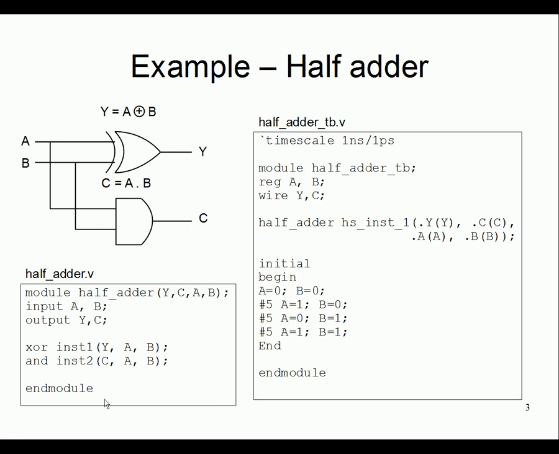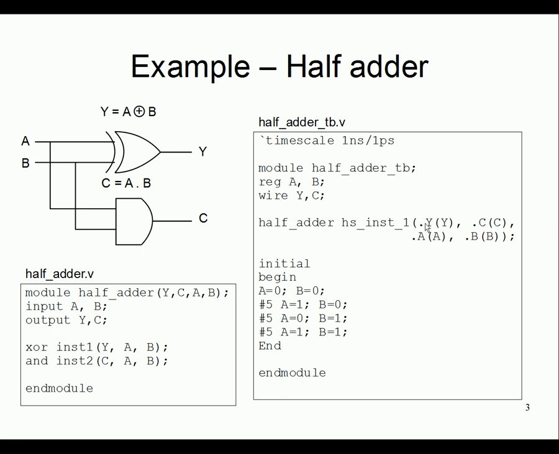Now to make a test bench out of it, the test bench structure doesn't change. Whether it is behavioral, where we can write behavioral code to represent this, or gate level as here, the test bench practically doesn't change. So we have this time scale, then this test bench, then registers A and B to drive these two wires, and wires Y and C to observe the output of this module. Then we instantiate this half adder, which has the instance name instance one.